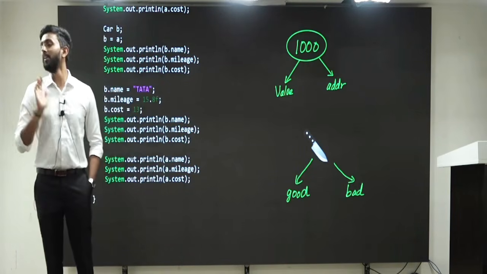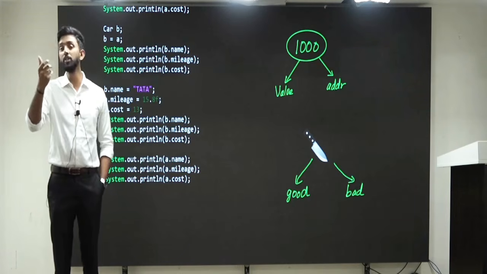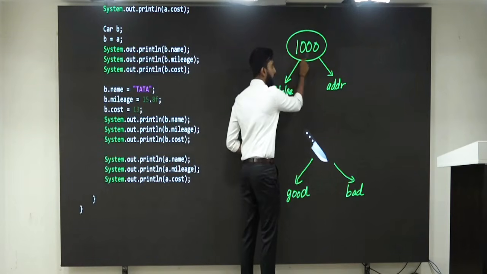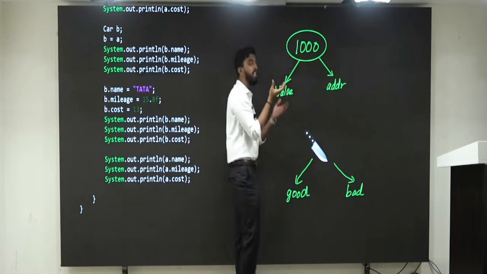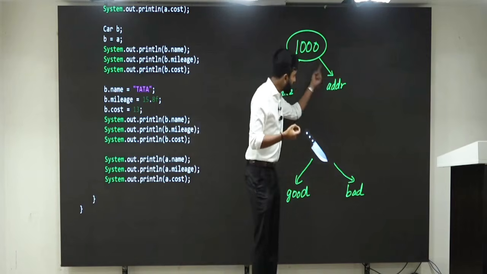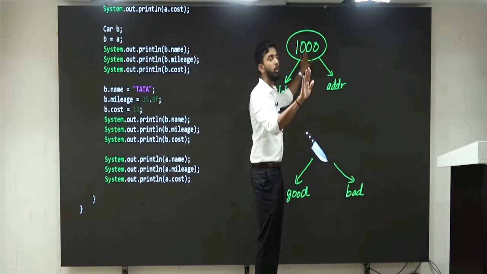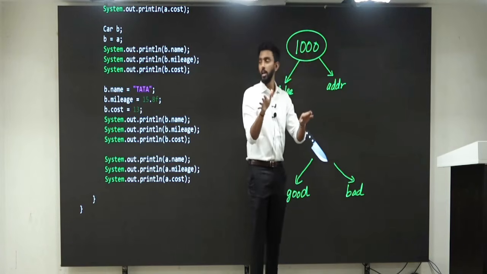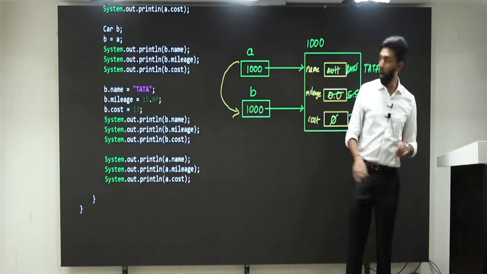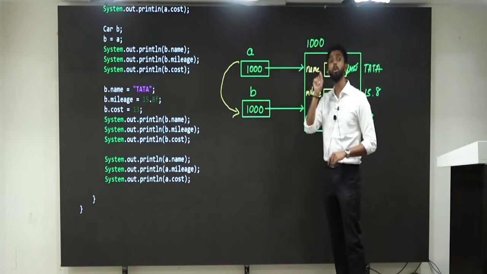The point I am trying to make here is a knife is neither good nor bad. It depends on who is holding it. Similarly, you cannot tell me whether 1000 is value or address. If an integer variable is holding it, it is value. But if a reference is holding it, it is address. So simply by looking at 1000, don't tell me whether it is value or address. Last time I told int a equal to 1000 and this time in the object I am showing the address as 1000. So whether it is value or address depends on who is holding it.